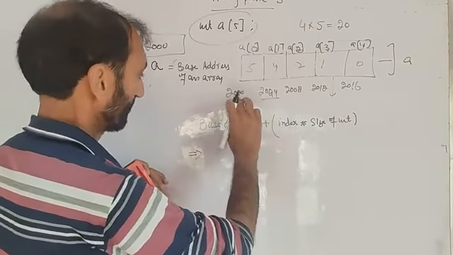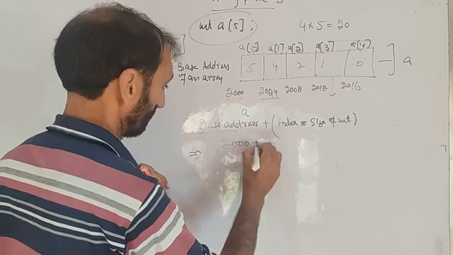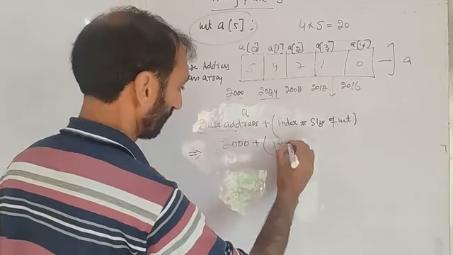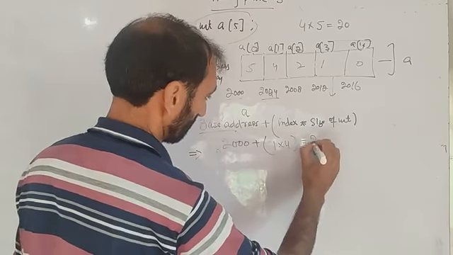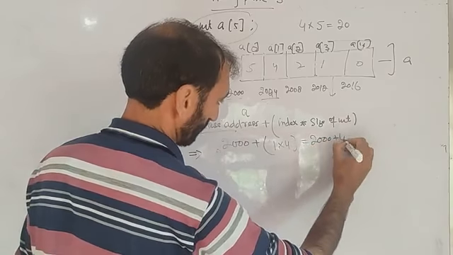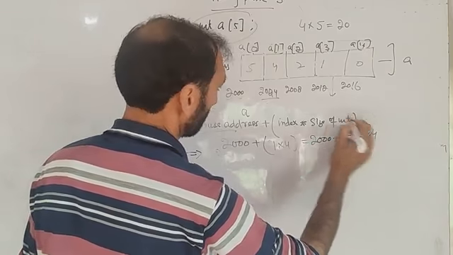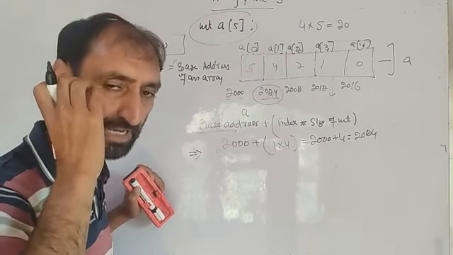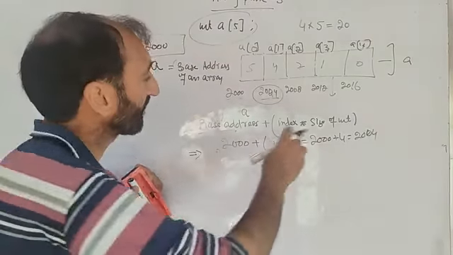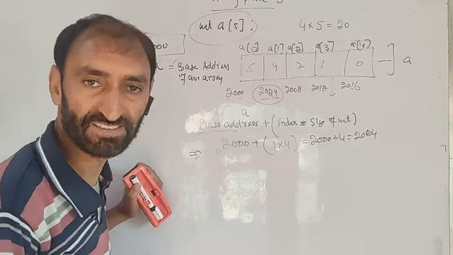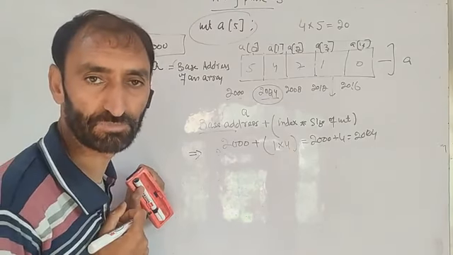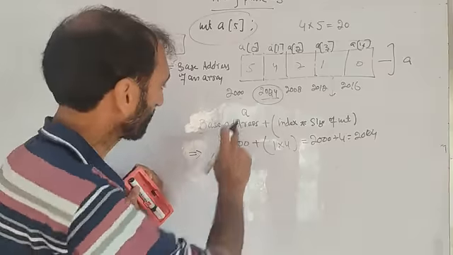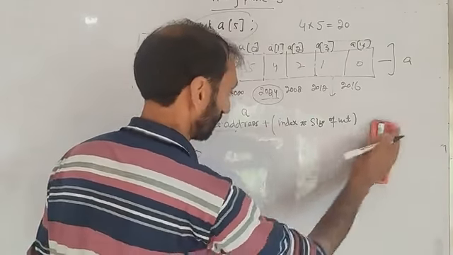Base address is 2000 plus index times the size of int, which is 4. So 2000 plus 4 equals 2004. This is the address of the array element. How are we going to access the elements of the array? We calculate the address where the element is stored. For example, for the first element of the array, we need the base address.